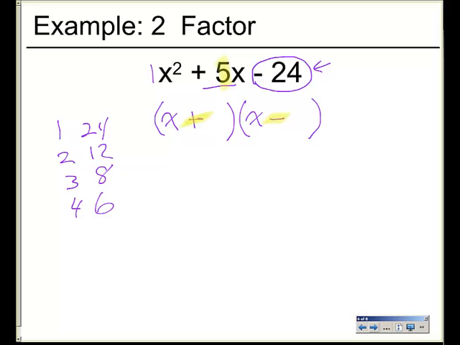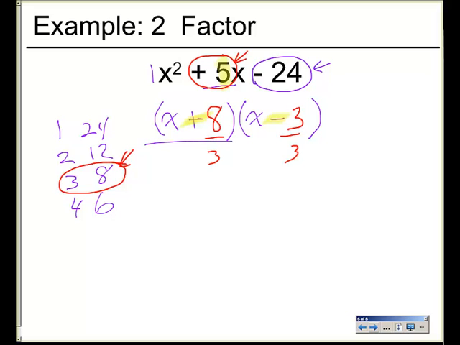And if you look closely, you can see that 3 and 8 have a difference of 5. Now, do I put the 3 in the front, or do I put the 3 in the back? Well, that depends. If we go back and look at this, we see that the middle number is a positive. That means that the larger of the two factors has to be positive. Well, 3 is not the larger of the two. 8 is the larger. So that means that 8 needs to be in the positive position and 3 needs to be in the negative position, so that when I actually add these two numbers together, I still have a positive 5. So if all is done well, this should be my factored form.